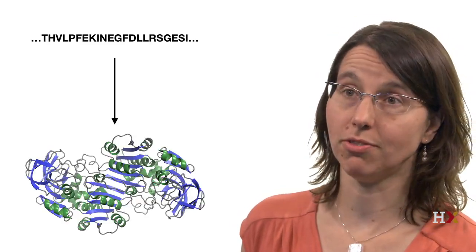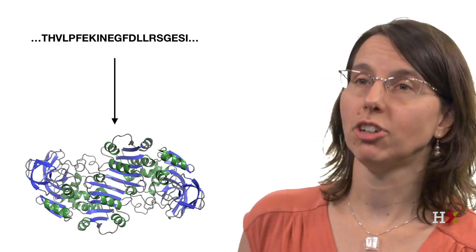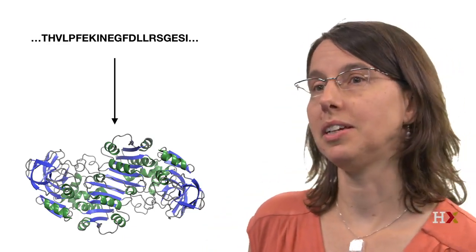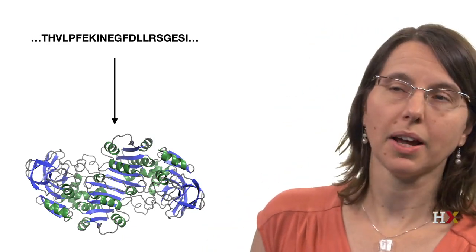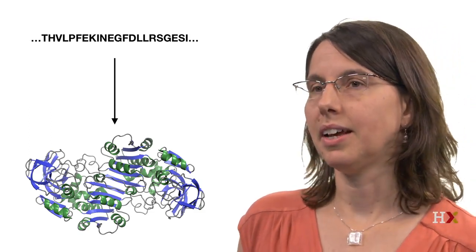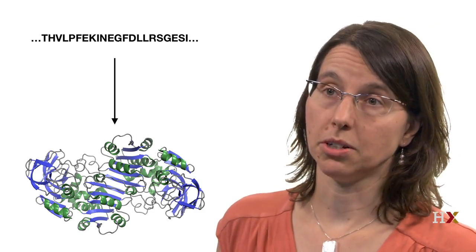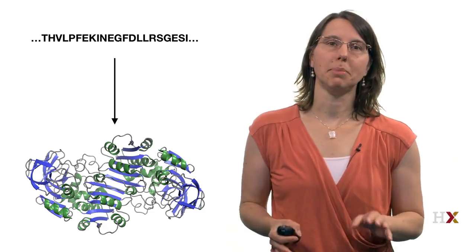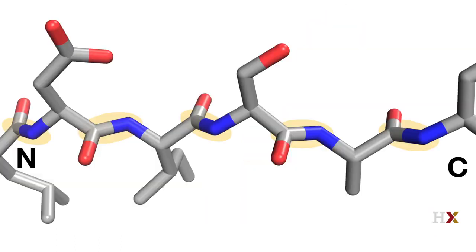So proteins are responsible for many of the essential functions of life, and their function comes from their structure, which is determined by their sequence. So how does this linear sequence of amino acids dictate the fold or the three-dimensional arrangement of a protein? Let's start by examining the basic building blocks of proteins.